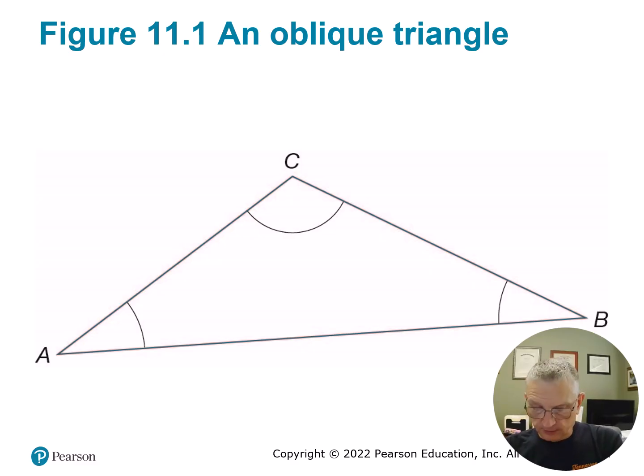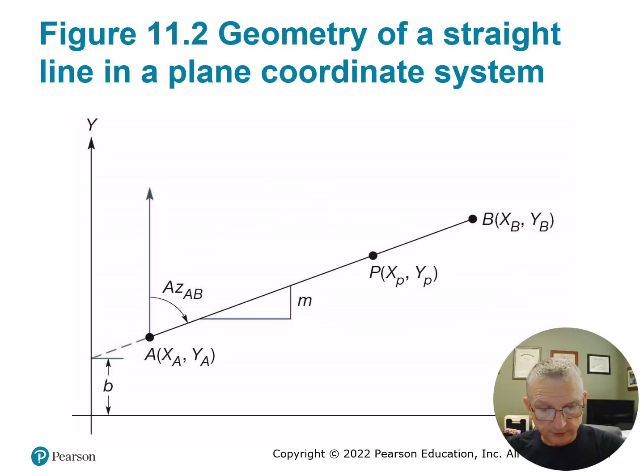In section 11.2 and figure 11.2, we're basically looking at the geometry and the coordinate forms of equations for lines and circles. 11.4 is how to compute the length of a line using the latitude and departure, or the difference in y and the difference in x. And this illustrates it here.